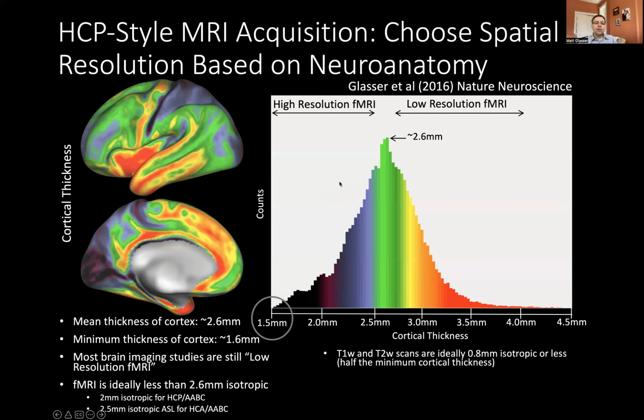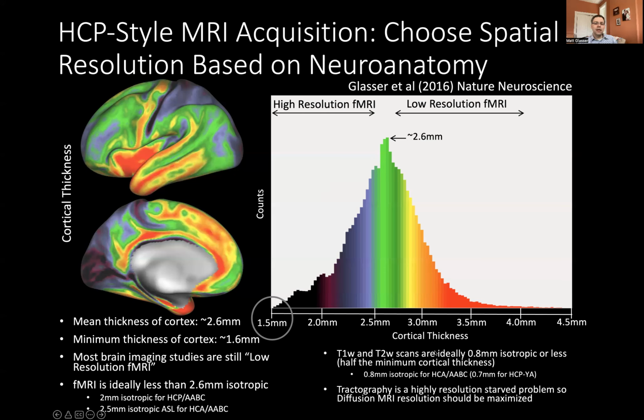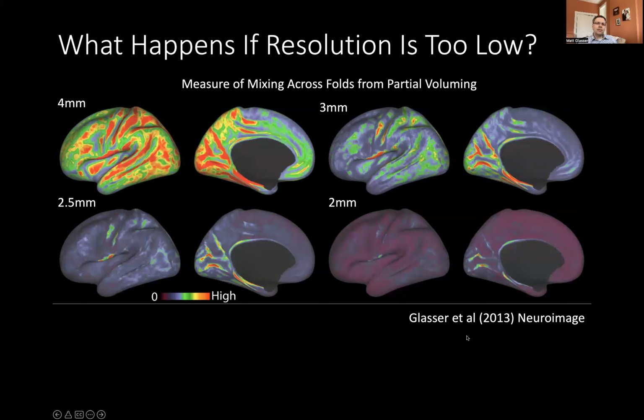For our structural scans, or T1s and T2s, we ideally want to be at 0.8 millimeter isotropic or less, basically half that minimum cortical thickness of 1.6 millimeters. And we were at 0.8 for the Human Connectome Project Aging and AABC projects, and a little higher for the young adult. And then tractography is a really resolution-starved problem. So diffusion MRI resolution should be maximized to whatever you can do based on the amount of time available in the study and SNR. 1.5 millimeter isotropic resolution for the aging project in AABC, and a little higher for the young adult.